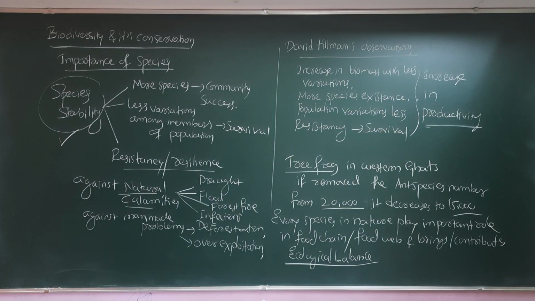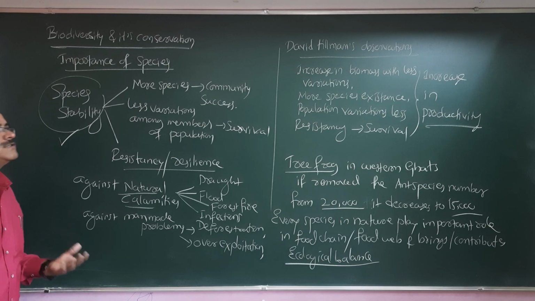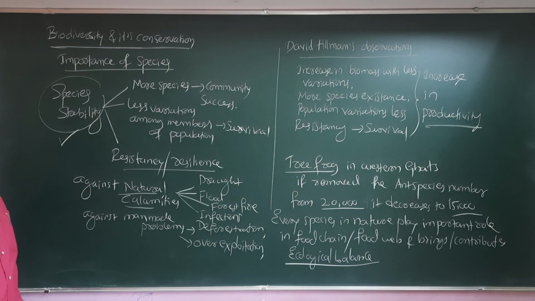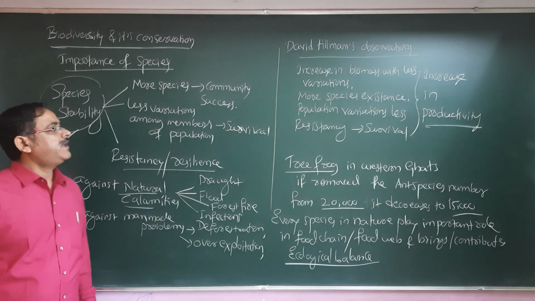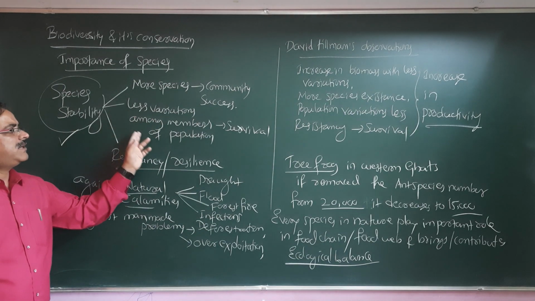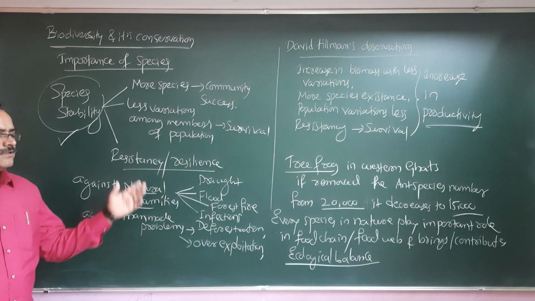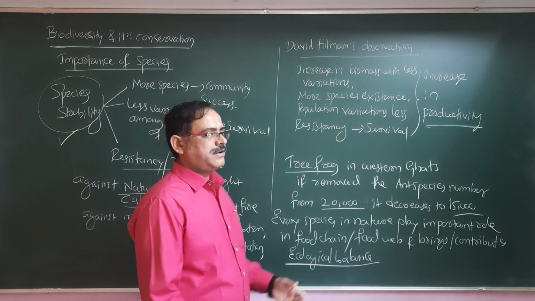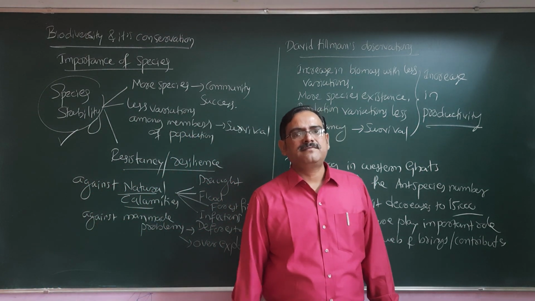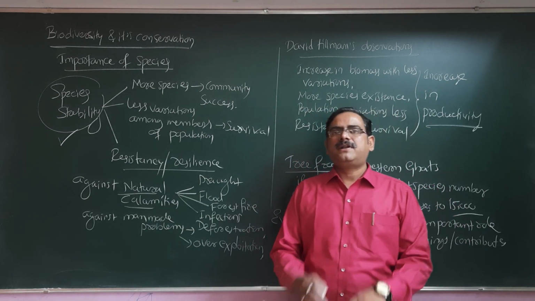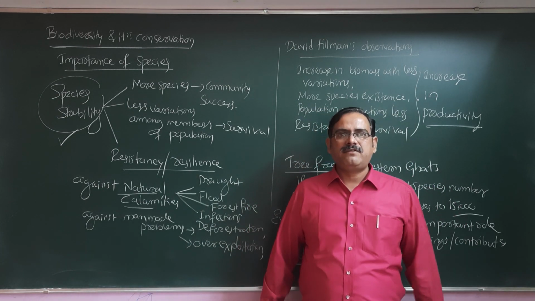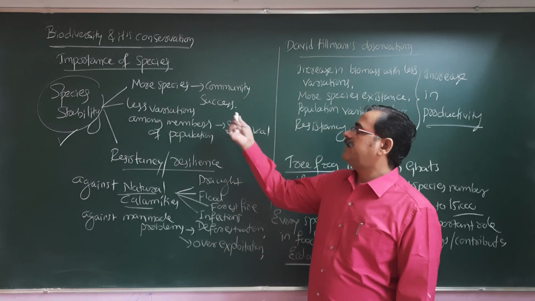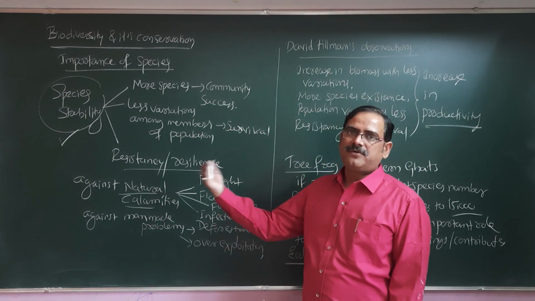I hope you got clarity about these points. When we say that species are stable, then only the community succeeds. How is stability obtained in the species? When more species exist, community success is very high. Less variation among the members of the same population means the members have the same kind of features, their survival rate is very high, and they reproduce very well.